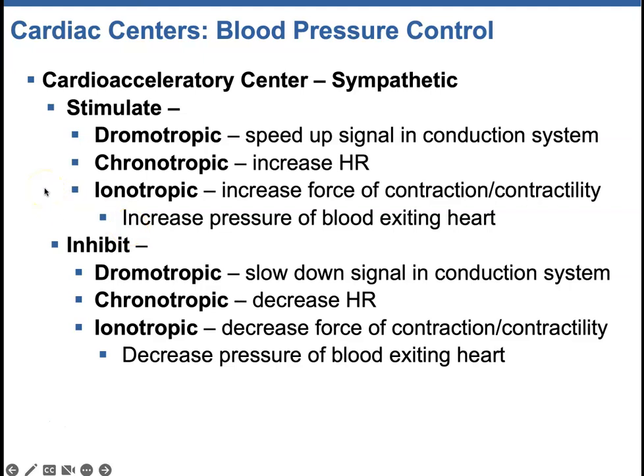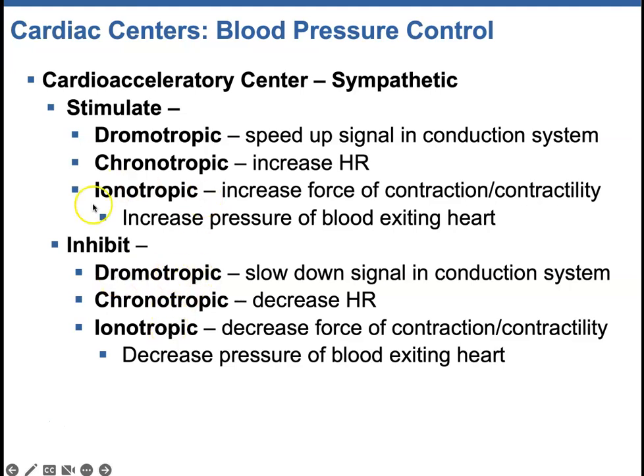So when your cardioacceleratory center kicks on, you are in a sympathetic state. So what that means is that you have stimulated dromotropic, chronotropic, and inotropic. The signal goes faster, the heart beats faster, and contracts more forcefully. So pressure exiting the heart goes up. You also, at the same time, when you're in a sympathetic state, are inhibiting parasympathetic, which means that you are not slowing things down.